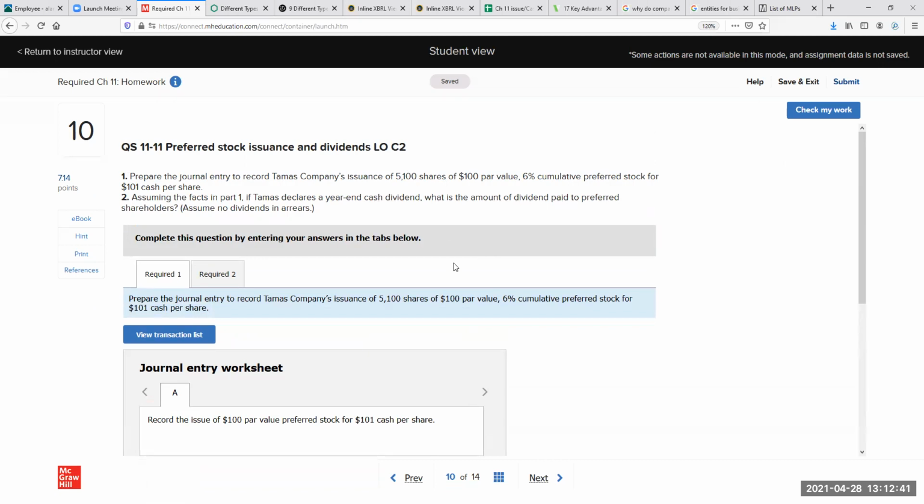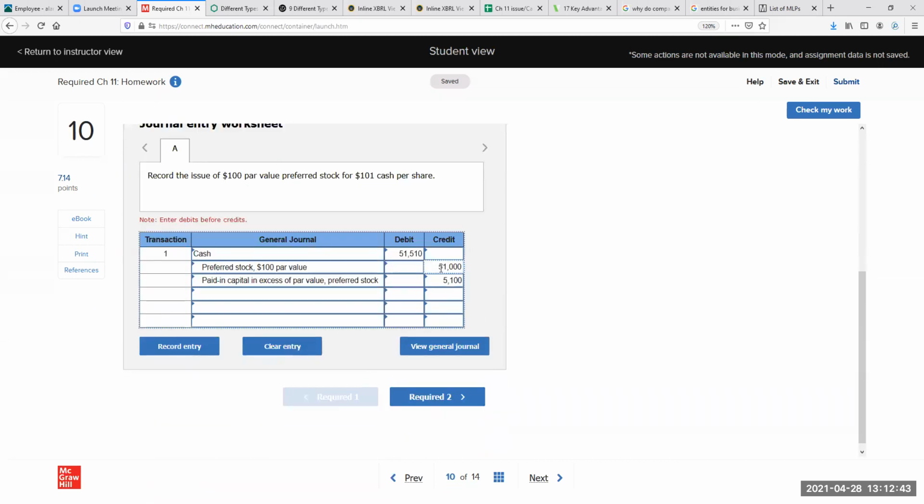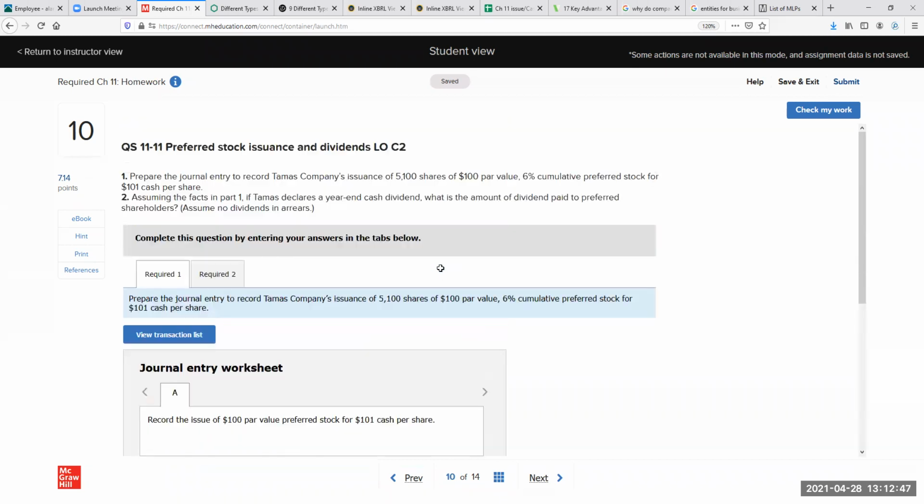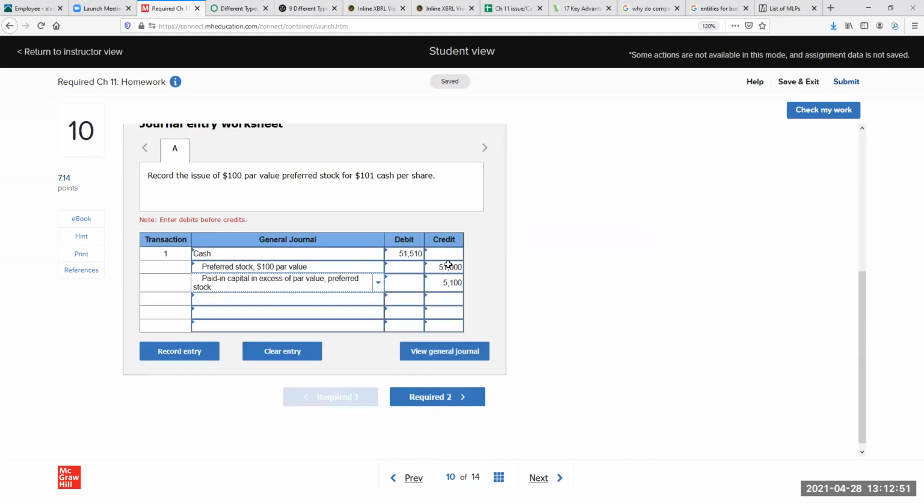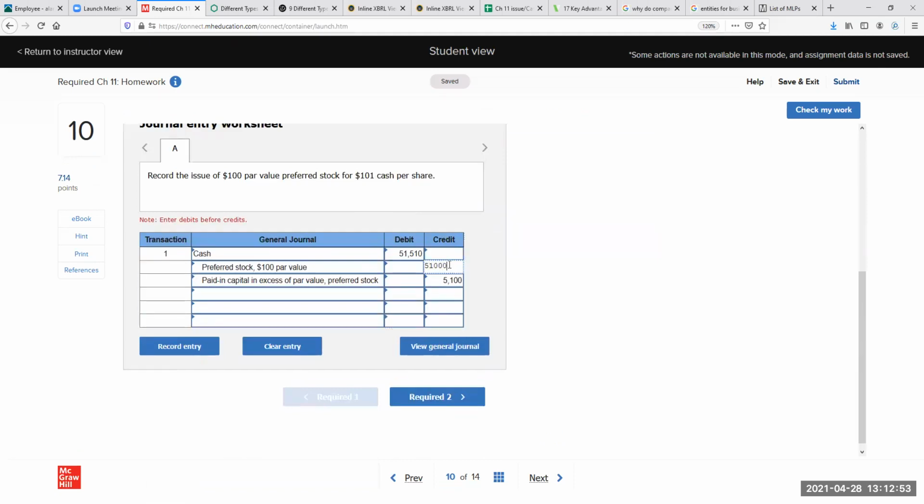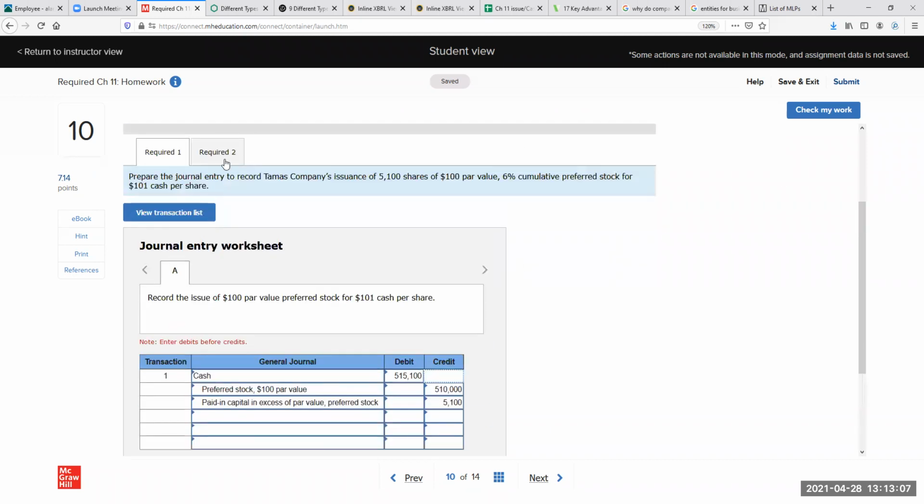Let's try it again. 2 decimal places. 5,100. Am I doing it wrong? 5,100. I need 2 zeros. So is this wrong here? 5,100 times 101 is 515,100. I knew I had a mistake somewhere. So now we're okay.